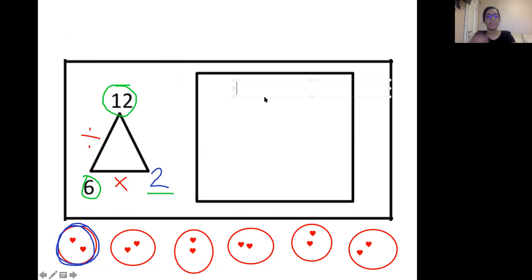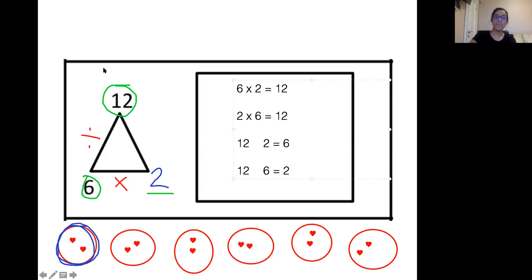Now that I have my 3 numbers, I can build my fact family. I can say 6 times 2 equals 12. I can say 2 times 6 equals 12. And then we're going to take that and flip it, inverse it, okay? 12 divided by 2 equals 6. And then we can do 12 divided by 6 equals 2. All right? So that's exactly what we can do.